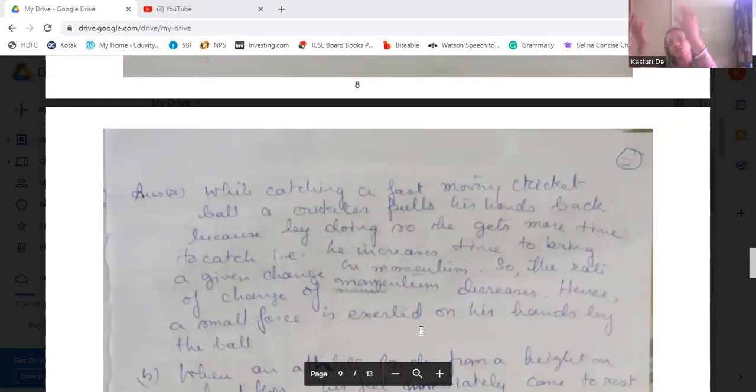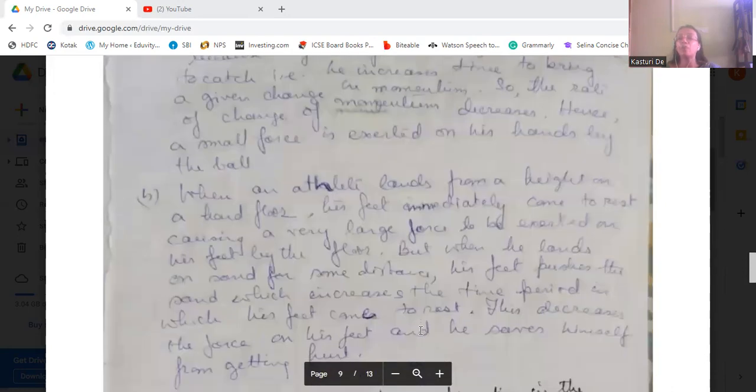But if he catches straight away, then he will get very little time and the ball will come to rest as soon as it falls on the hand. So his hand will experience a larger force, and he may get hurt. Now, when an athlete lands from a height, he will land on a soft floor like sand or a sponge.